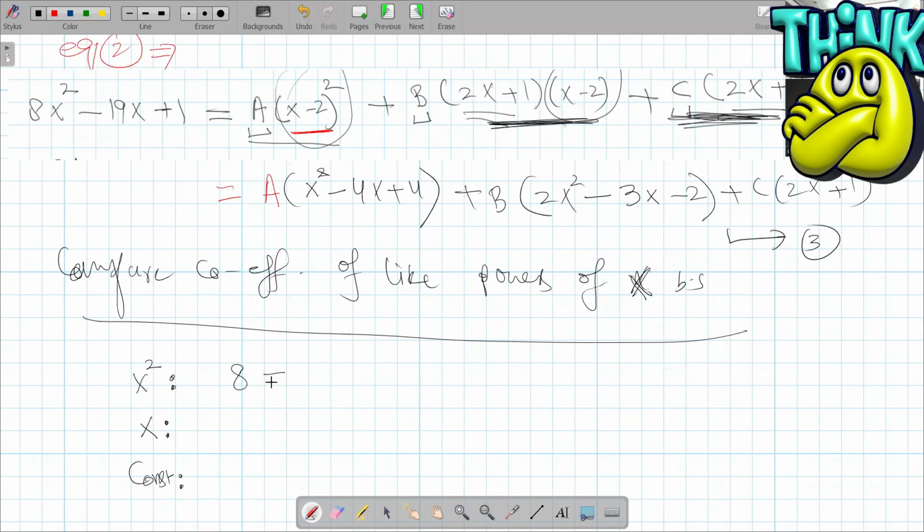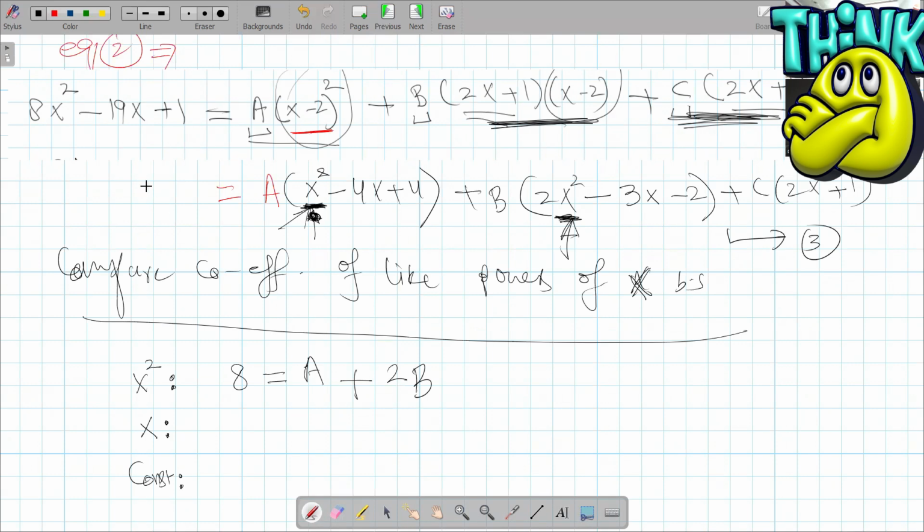What is the coefficient of x square on the right hand side? X square is coming at two places. The coefficient in this term is a. And what is the coefficient of x square in this term? 2b. So overall, the coefficient is a plus 2b.